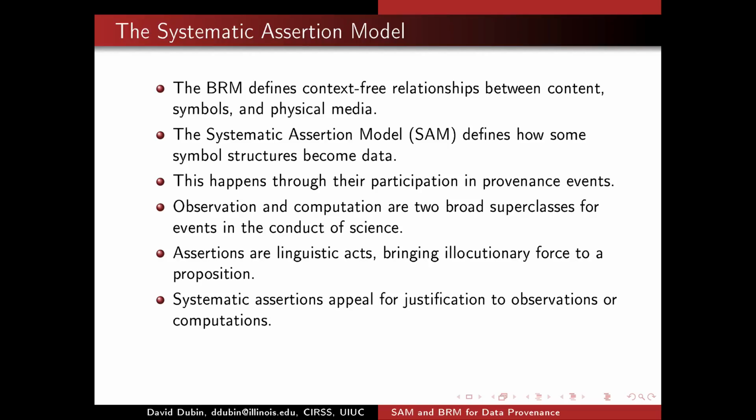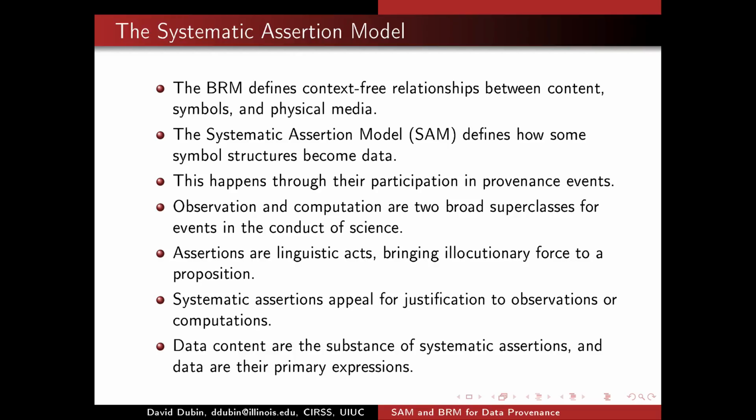Where the assertions appeal for justification to some observation or some computation, we understand those assertions to be systematic. So data content is the substance of systematic assertions, and data itself is the primary expression for systematic assertions.